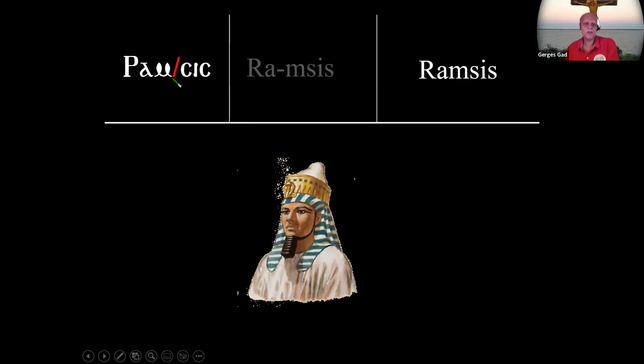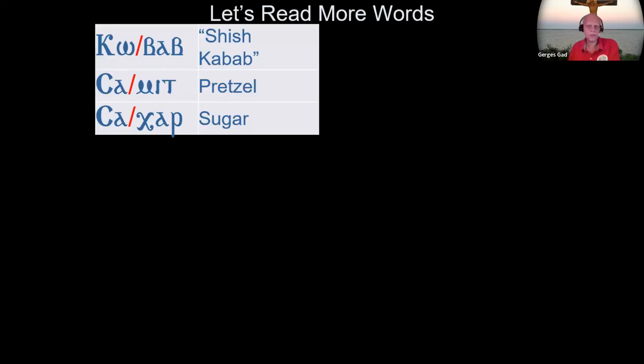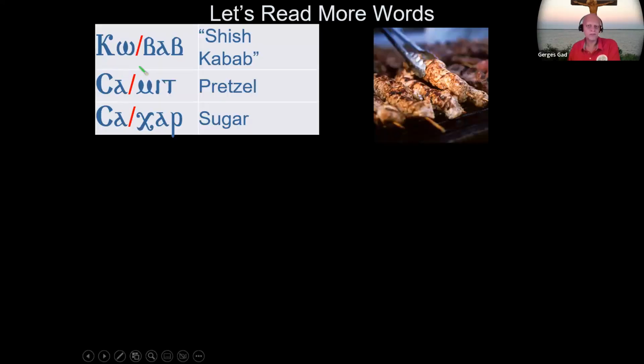Mises, by the way, or Misi, means to be born. So Ramses is the one born of Ra. You know, in ancient Egyptian theology, Ra was one of the supreme gods. So Ramses means he who is born of Ra. Okay, so let's continue. We have some more words. Rafi, can you do the next one?